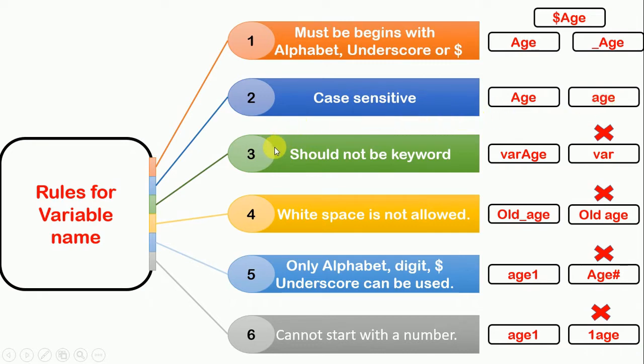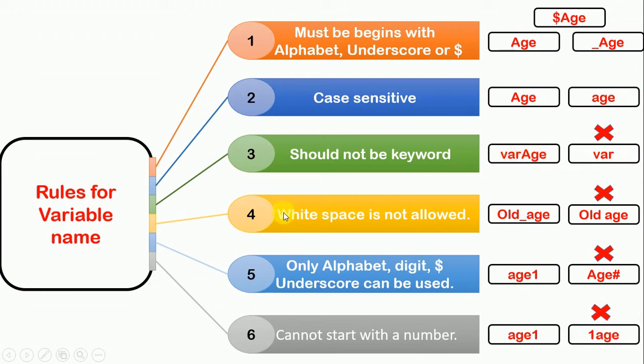A variable name should not be a JavaScript keyword. Keyword means reserved word. So you cannot use a reserved word as a variable name. You cannot use var as a variable name because var is a keyword in JavaScript. But you can use varAge as a variable name.